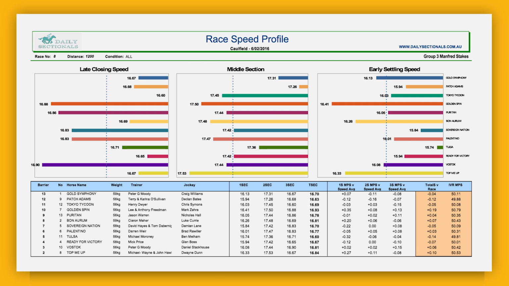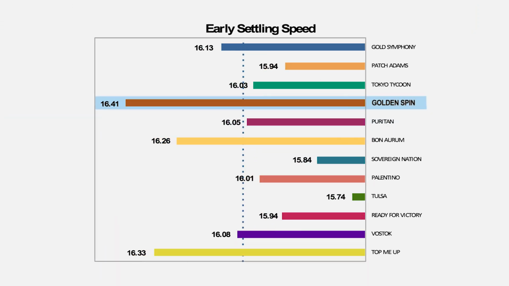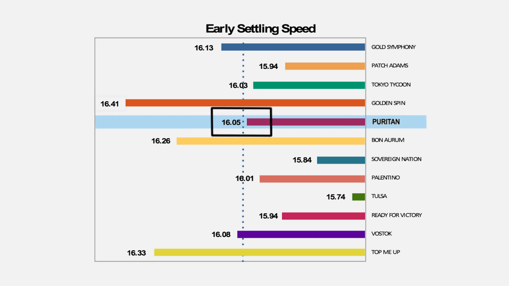So let's look at this in context of the race. Firstly, let's focus on winning chances and focus on Puritan and Golden Spin. Vince, take me through how you would interpret both of them in the first section. In this case, Golden Spin, metres per second, 16.41. It's clearly the fastest runner through the first section and has several lengths advantage in terms of the natural early speed. Puritan, on the other hand, when we look very closely, it's almost right on the benchmark standard.